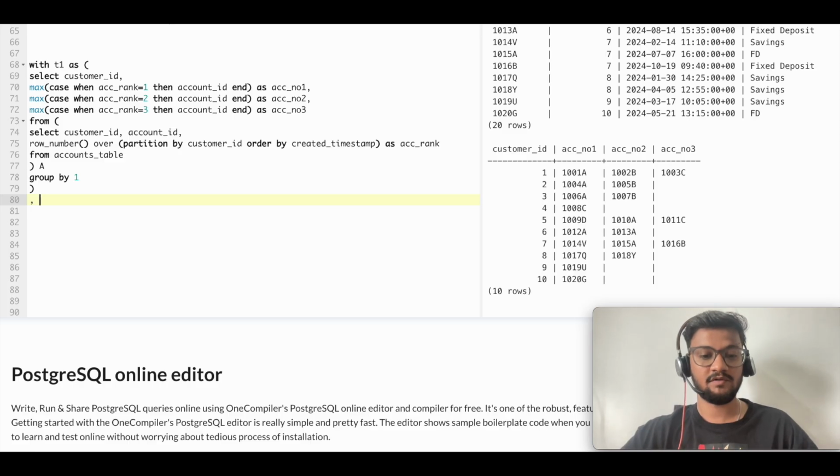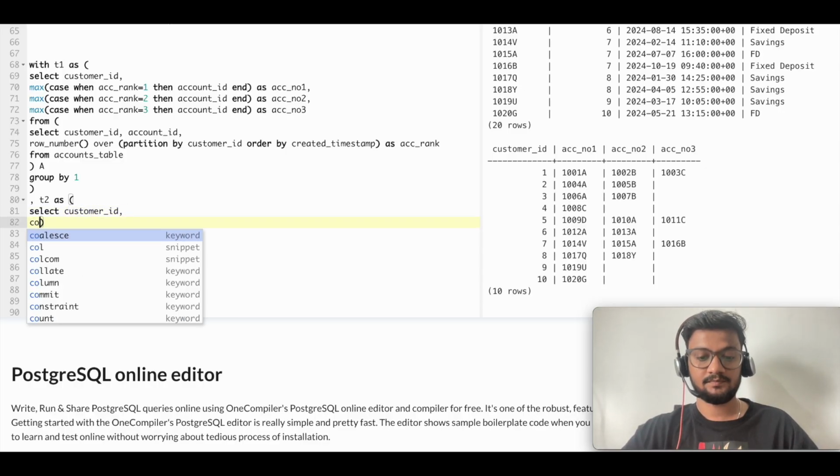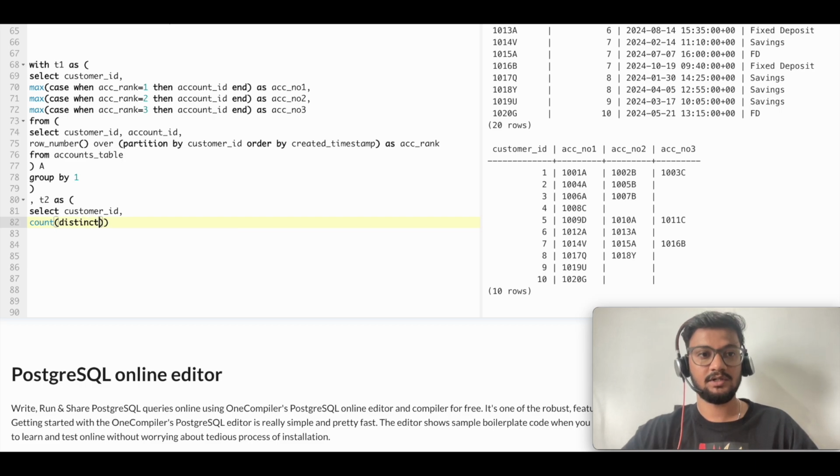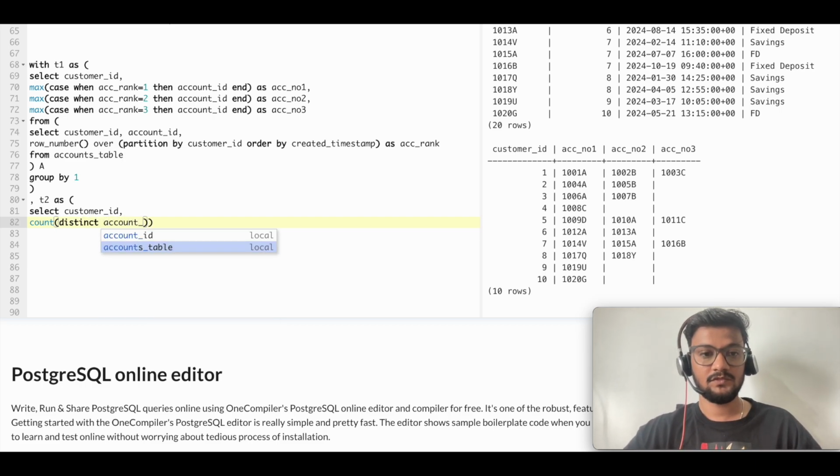We'll give a comma, let's keep it T2 as select customer ID, comma, count distinct account ID as total accounts, comma.